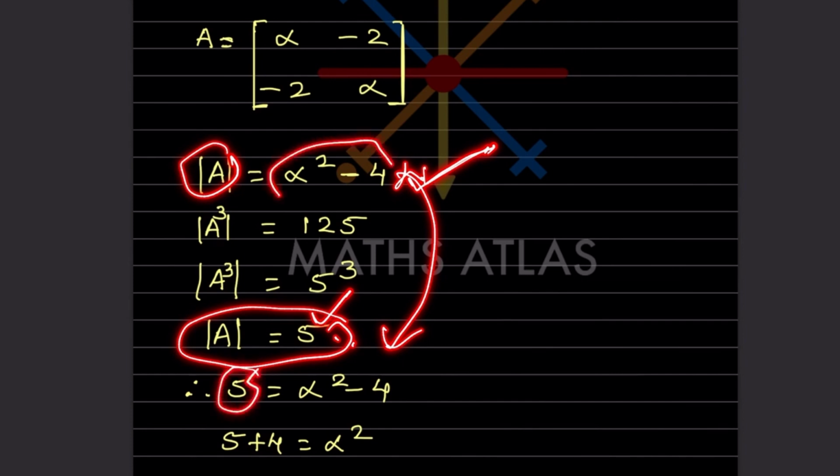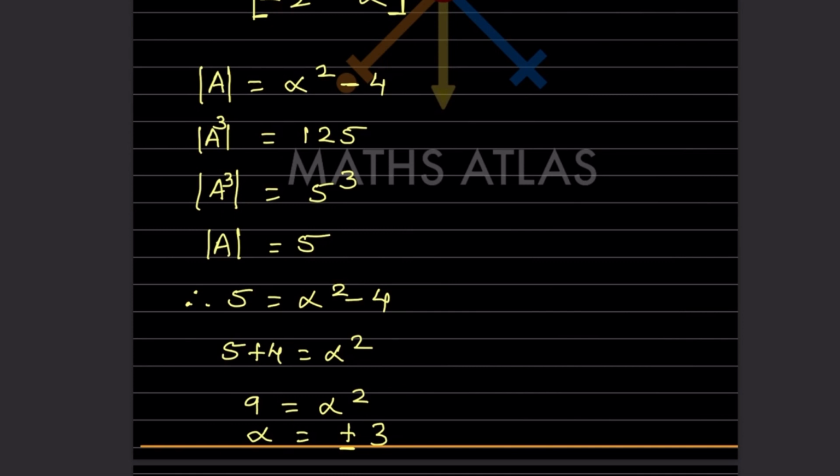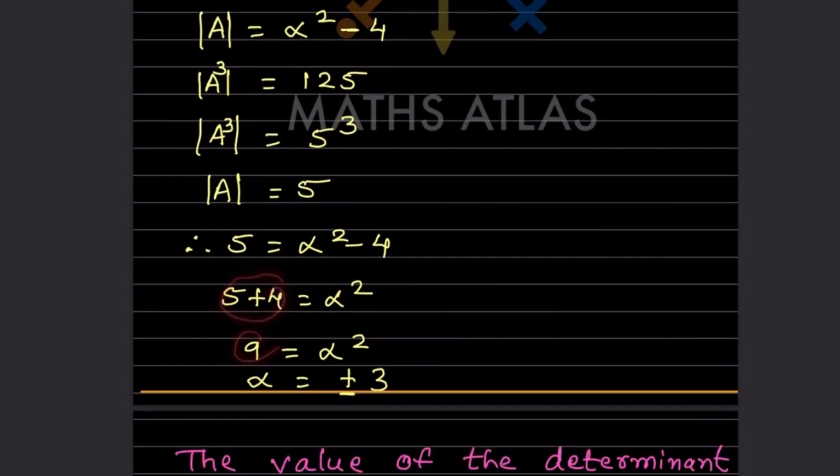So 5 is here. This is the same over here. I hope you got this one. So now what will you do? This minus 4 you will take on this side, so this is plus 4. This alpha square will be as it is. So this is 9. 9 is alpha square.